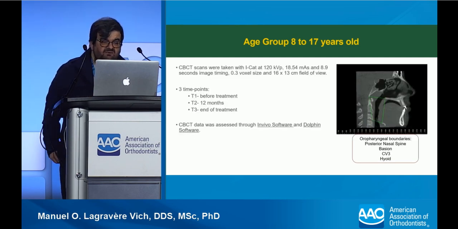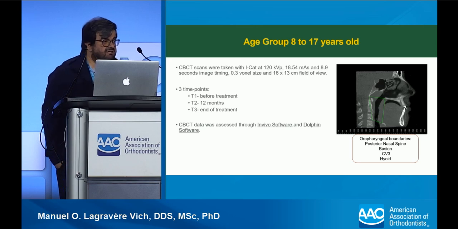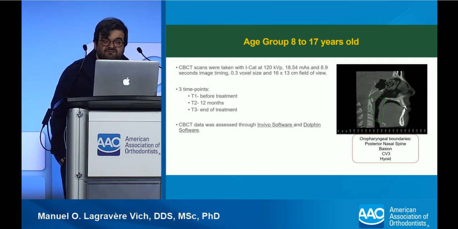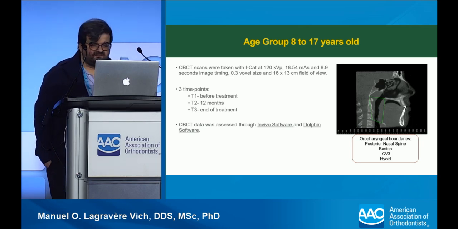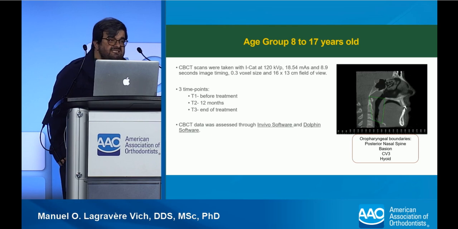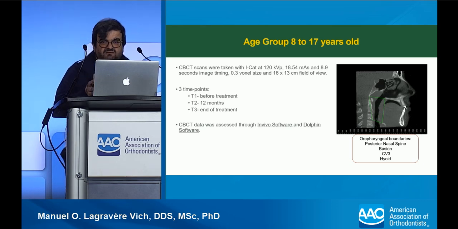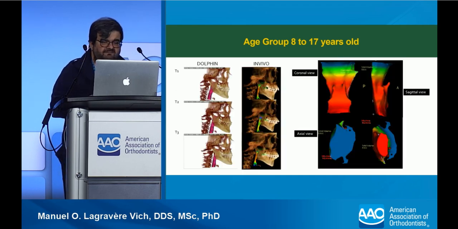So basically we had the CBCTs, these are the characteristics: 0.3 voxel size, 16 by 13 centimeter field of view, taken at 3 time points: before treatment, 12 months, and at the end of all the treatment. So we have now long-term, at least 24 months, right? And we assessed the CBCT with 2 different software, InVivo and Dolphin. And basically the boundaries of the airway are listed here, and those boundaries have been validated and are pretty common in the literature out there.